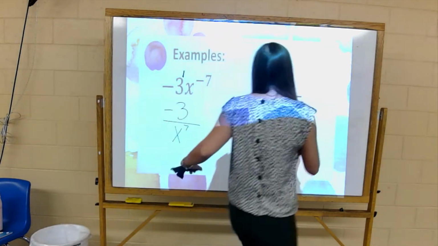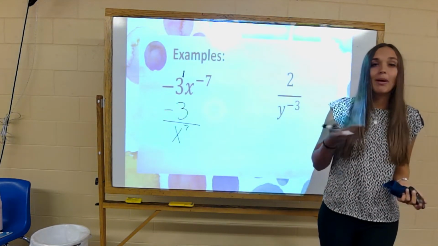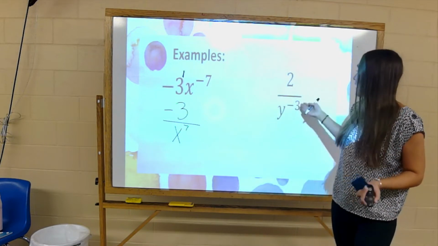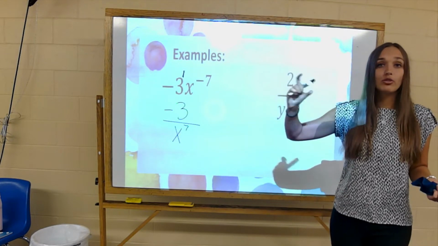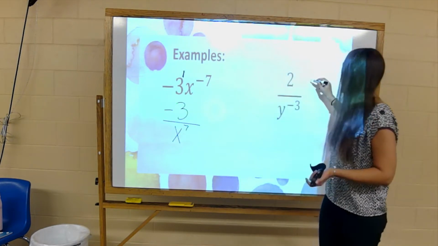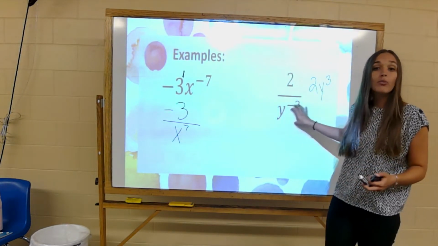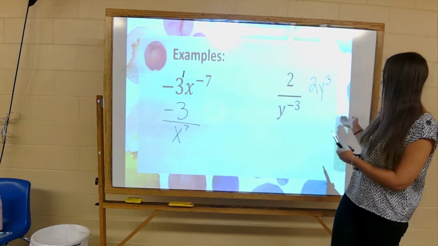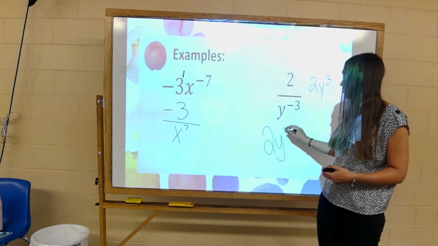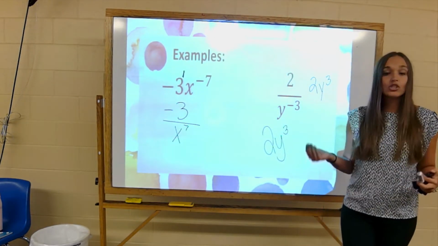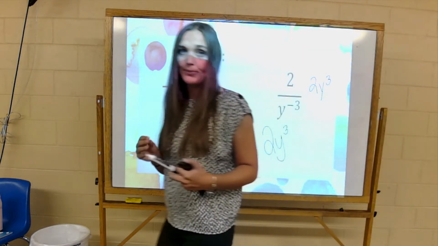Let's take a peek at this one. We have 2 divided by y to the negative 3rd. That 2 is going to stay where it is. It has that positive exponent of 1. However, y to the negative 3rd has a negative exponent. So instead of it being in the denominator, we're going to move it up to the numerator and make it positive. So this is going to become 2y to the 3rd power. I took it from the denominator, moved it up to the numerator, and left it where it was. So my final answer, I can write that bigger here, is 2y to the 3rd power. Once again, I just took that negative exponent and moved it from the denominator up to the numerator.